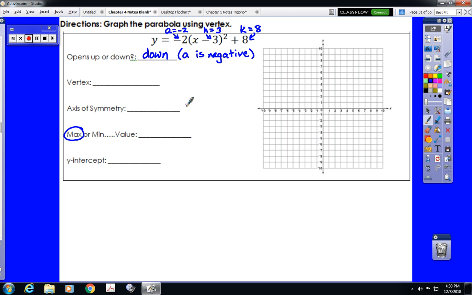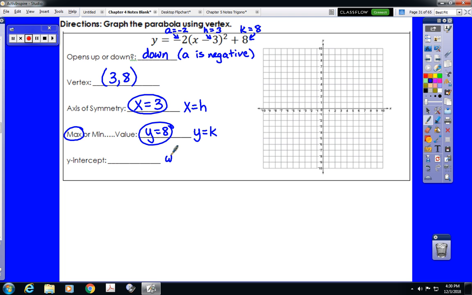The axis of symmetry in vertex form is x equals h. h is 3, so that would be the line x equals 3. The actual value of the vertex is y equals k, or in this case y equals 8. This means the vertex is located at 3, 8.